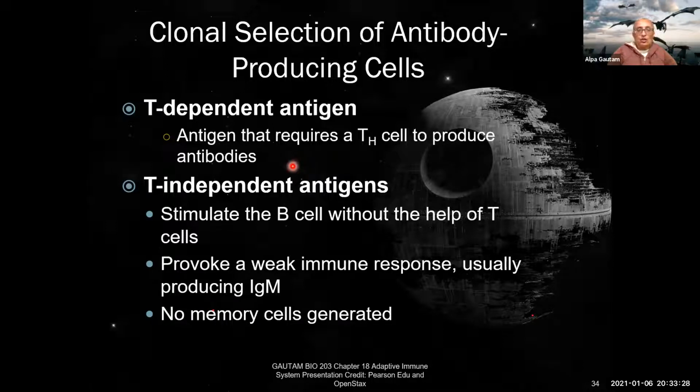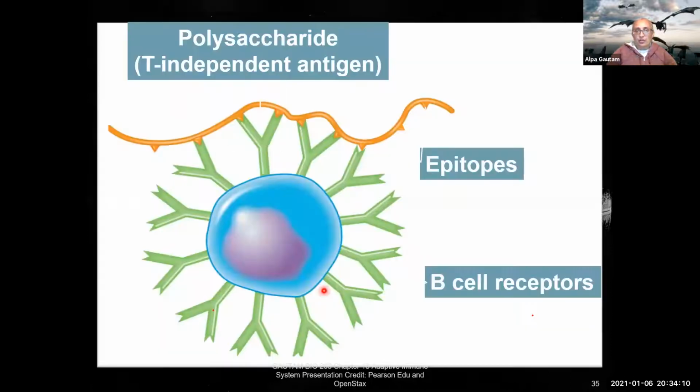You can also have antigens that stimulate B cells to produce antibodies without the help of T helper cells. Those are called T-independent antigens. The difference is you have a weak immune response because you don't have T-helper cells that went through proliferation, right? And it produces IgMs. You don't have memory cells. So the B cell doesn't go through proliferation. It just produces more of those antibodies. So usually just produces IgMs, and there's no memory cells produced in that process, right?